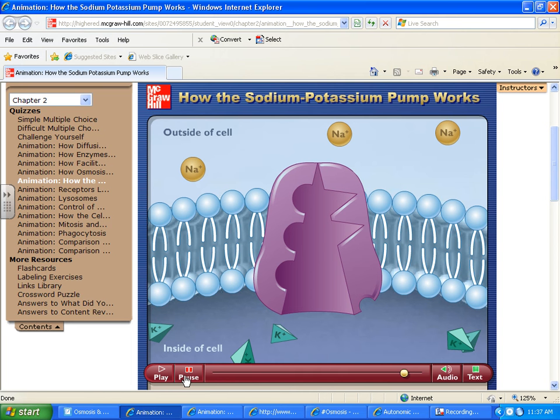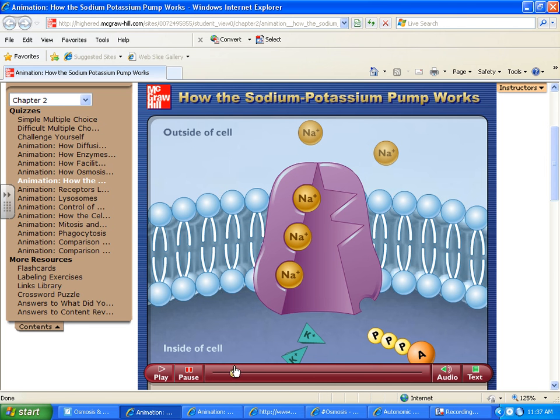Clayton said lack of energy. Well, if we go back to this step, what if there wasn't any ATP? There wasn't energy. It would just stay like that. Okay, it would never change shape. It'd never kick those out. The whole process stops. All right, no ATP would stop this. What else might stop this?